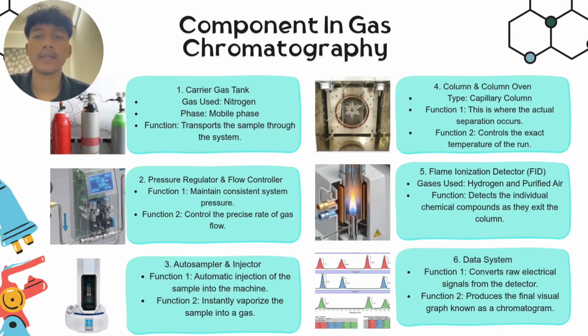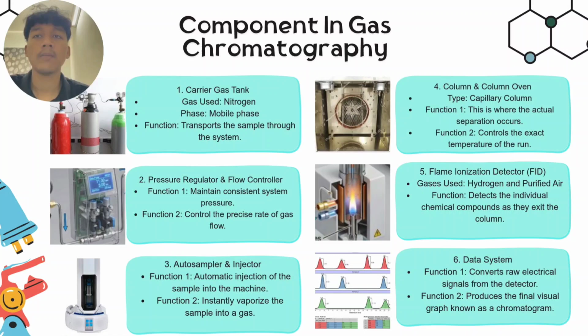There are 6 components in gas chromatography. First one is the carrier gas tank. This tank holds the moving gas, nitrogen, that pushes your sample completely through the machine. Number 2, pressure regulator and flow controller. This part acts like a valve to keep the gas moving at a steady, perfectly controlled speed. Number 3, auto sampler or injector. This component automatically injects your liquid sample and instantly heats it into a gas.